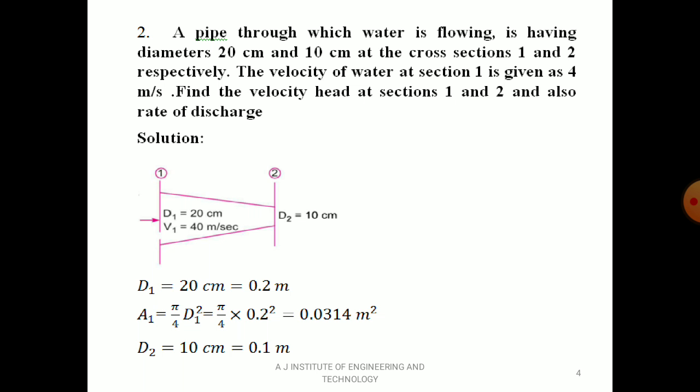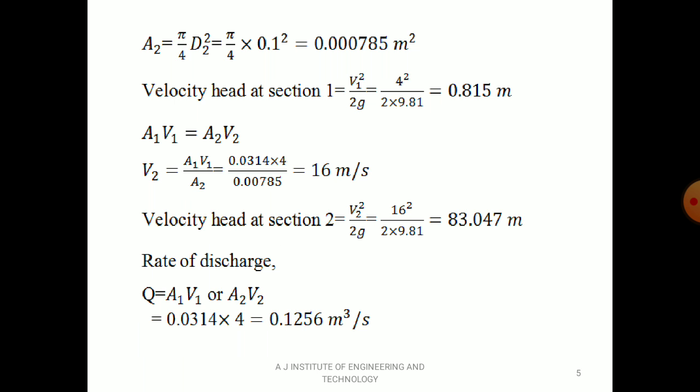Next, d2 is given as 10 centimeter, convert to meter, 10 divided by 100, that is 0.1 meter. Similarly you calculate a2, the cross sectional area, pi by 4 d2 square, so pi by 4 into 0.1 square, as the d2 value is 0.1, which is equal to 0.000785 meter square.